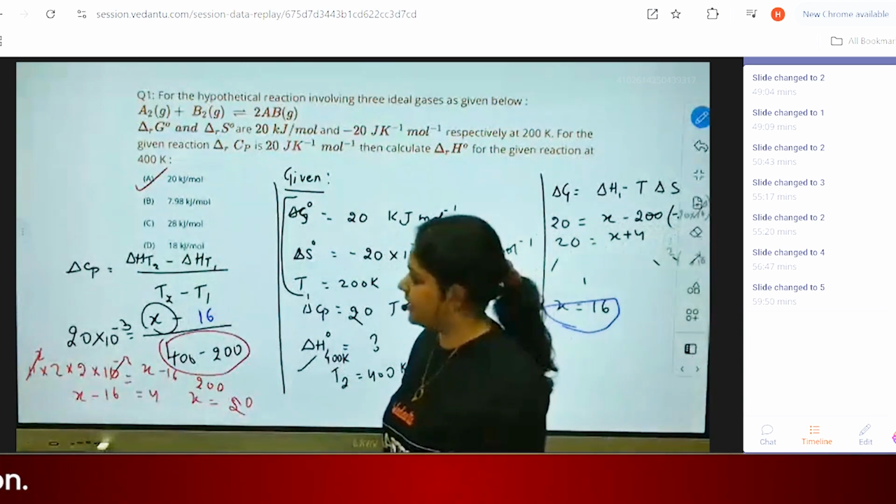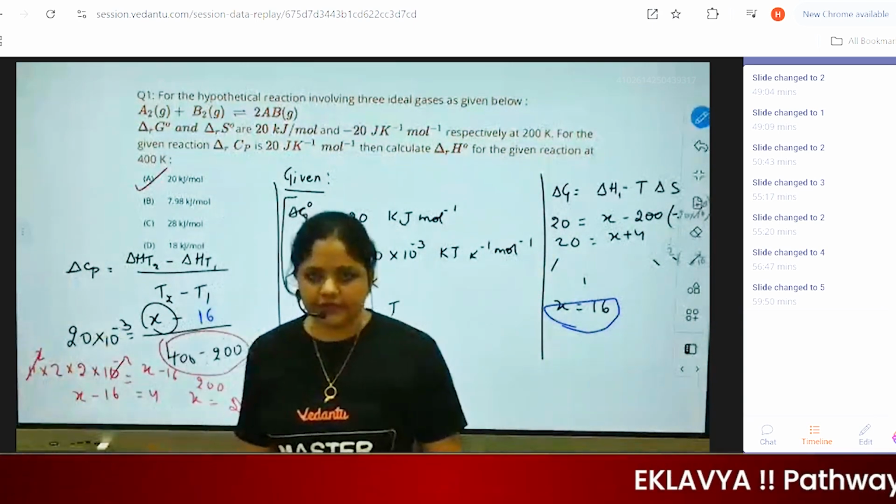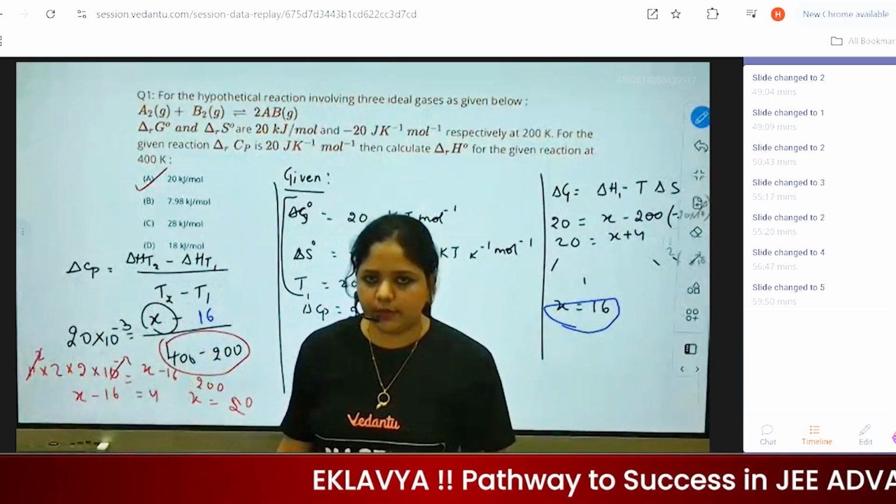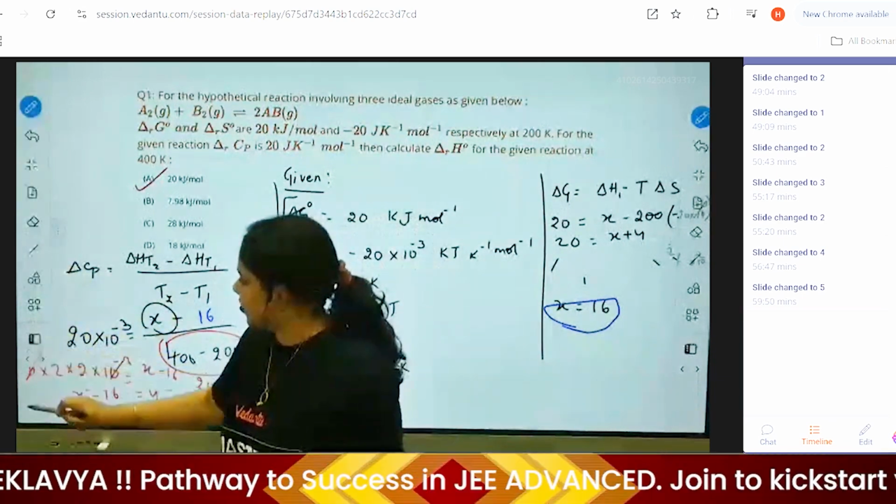Moving further, next question. Based on what we have solved, we solved it by using this equation. Moving further, next question.